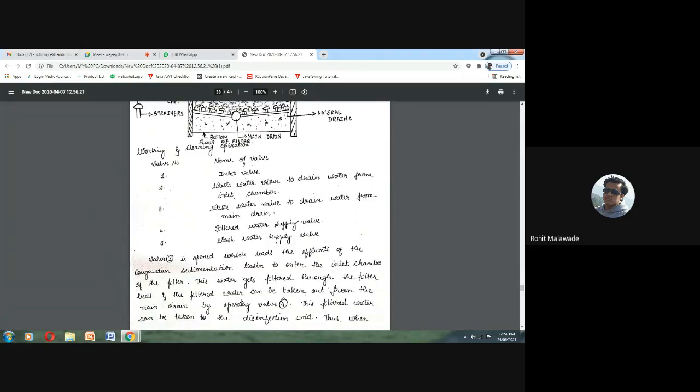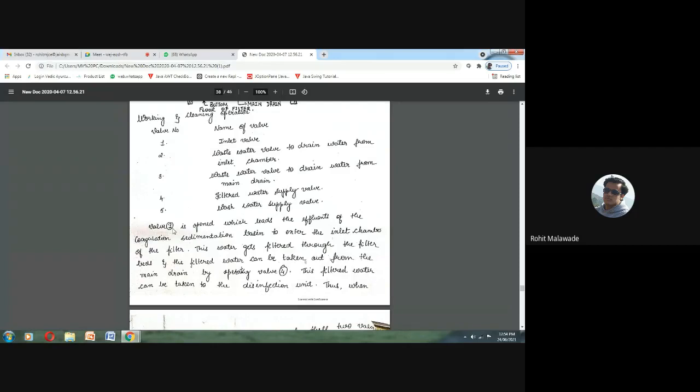Okay, so wall number one that I have already told, it is an inlet. Wall number two is the wash water wastewater drain from the inlet chamber. So this you are going to use in case of your back washing. Three is wastewater, and then four is filtered water. So wall number one and wall number four should be kept open during the filtration, and all the remaining walls should be closed. So here we will see that what I have explained is matching.